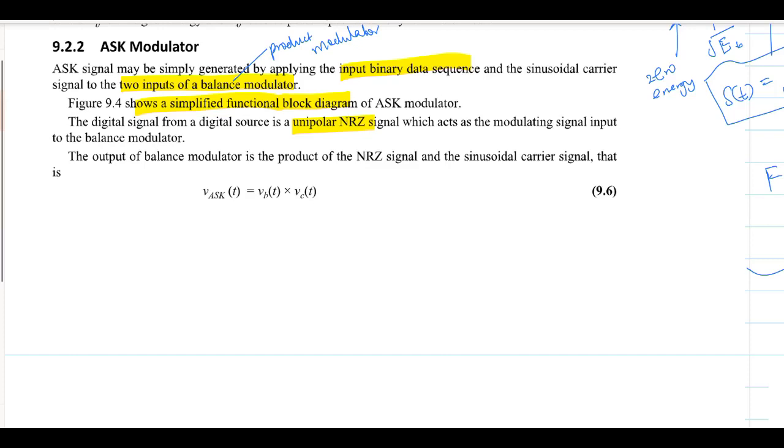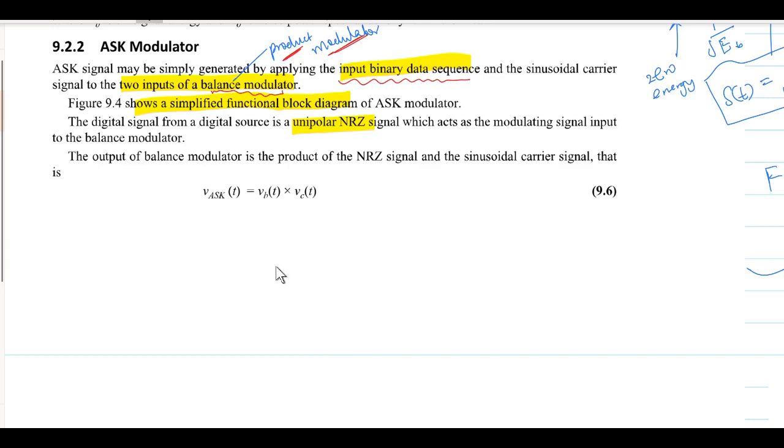And now we discuss the ASK modulator, and we say that the ASK modulator is simply generated by applying the input digital sequence, or the input binary data sequence, and multiplying it by the sinusoidal carrier. Both of them, or the two inputs, are combined by what is called a balanced modulator, which is also the same as the product modulator.